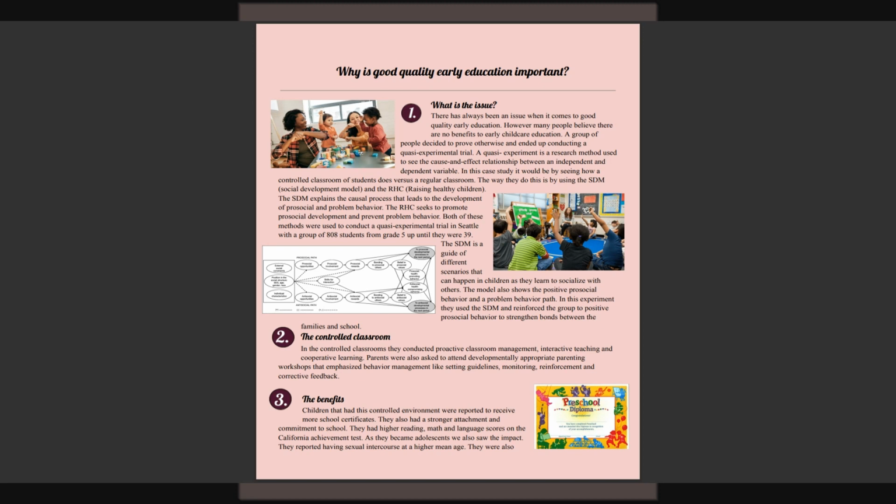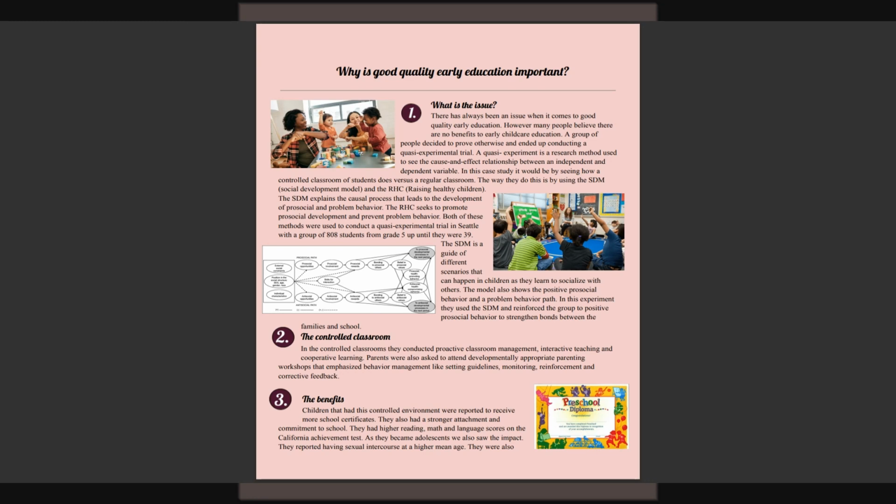And I went ahead and put a picture in there so you guys can see what the SDM model looks like, and you can follow the bubbles to see what a positive pro-social behavior would lead to and what a problem behavior path would lead to. In the controlled classroom, they conducted proactive classroom management, interactive teaching, and cooperative learning. Parents were also asked to attend developmentally appropriate workshops that emphasize behavior management like setting guidelines, monitoring, reinforcement, and corrective feedback.